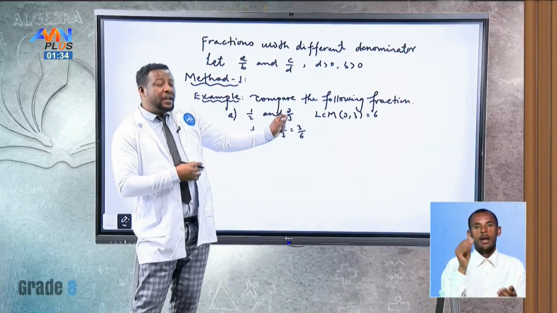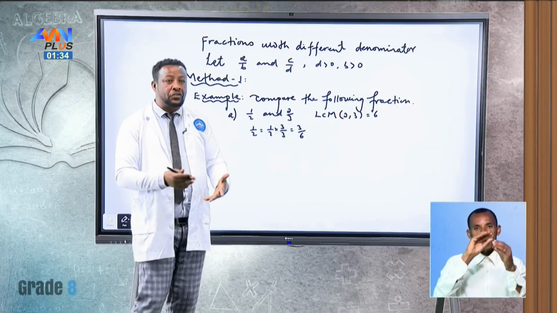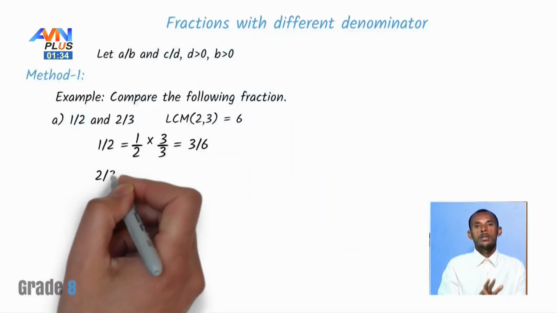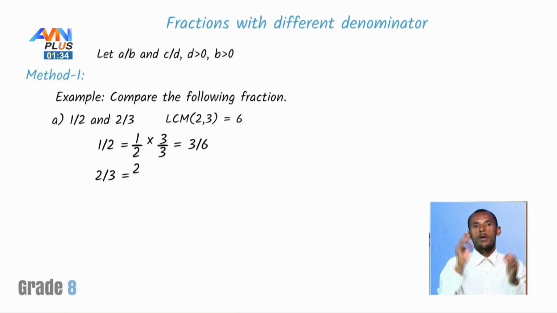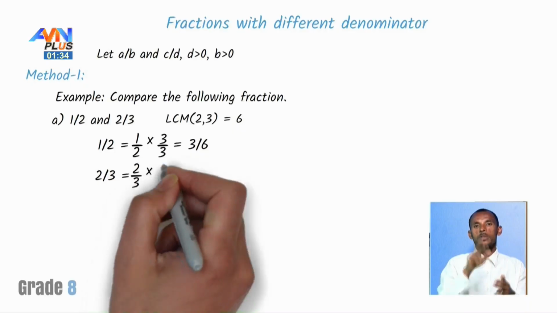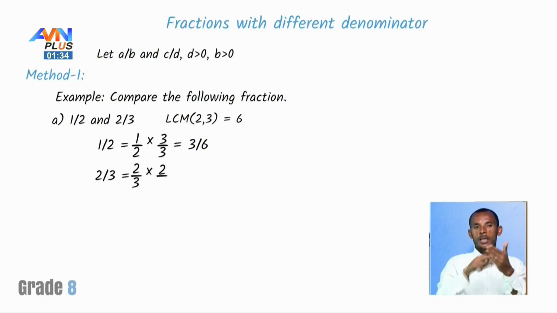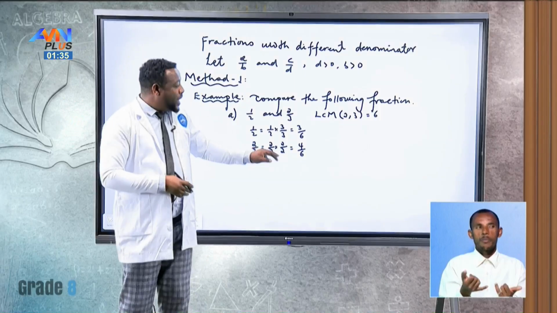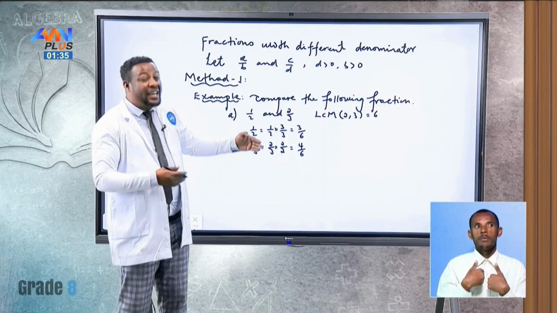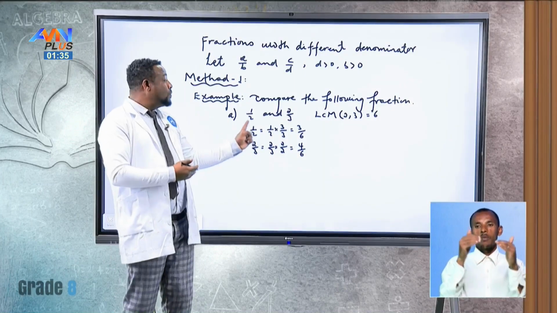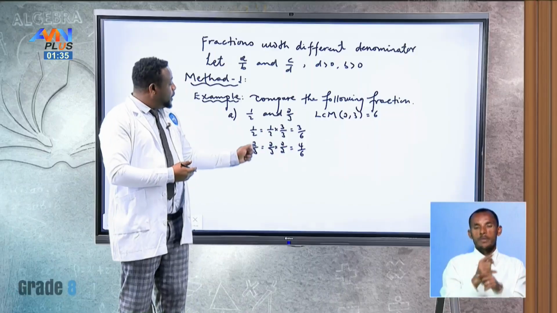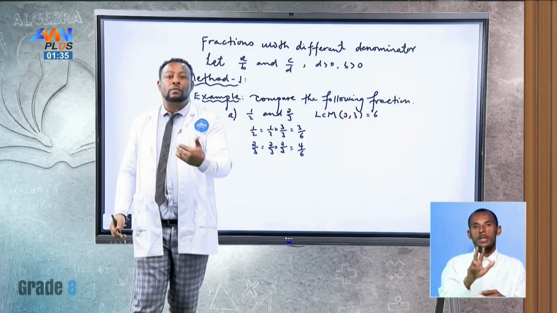Again, take the second number, 2 over 3. 2 over 3 can be equivalently written as 2 over 3 times 2 over 2. This result becomes 4 over 6. Okay, now we have their equivalent forms. 1 over 2 is exactly 3 over 6. 2 over 3 is exactly 4 over 6.